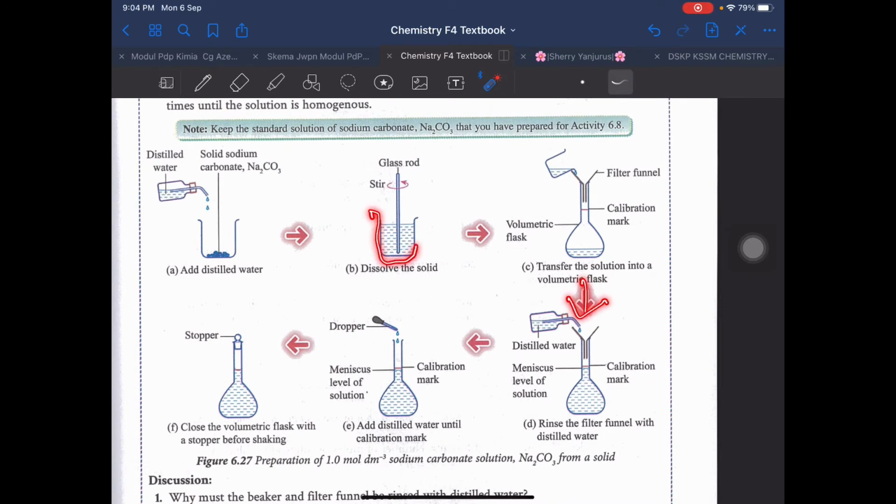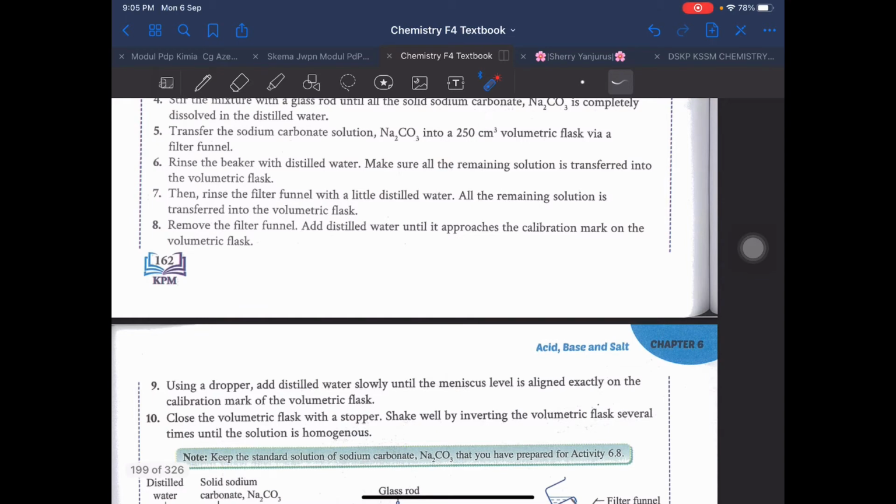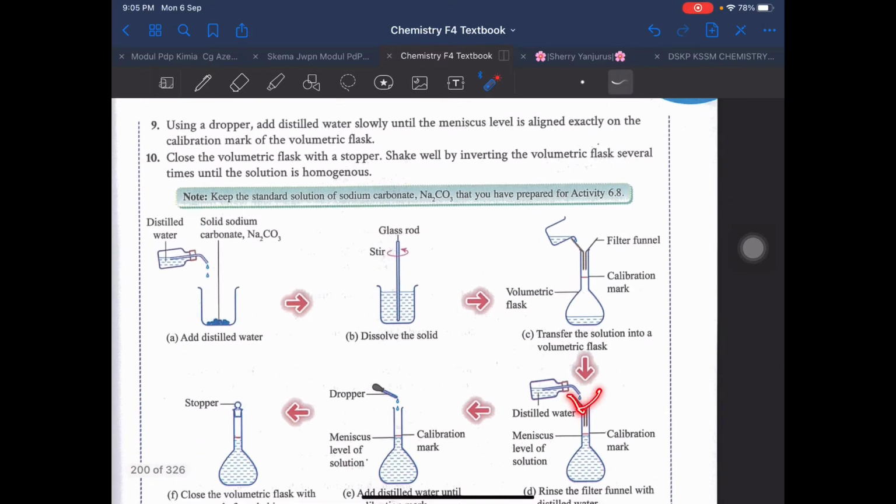Selepas kamu tuangkan yang tadi ini 100 cubic decimeter kan, tuang dalam volumetric flask, and what you do next is use the distilled water. Pastikan semua sodium carbonate ni betul-betul sudah masuk ke dalam. Okay, rinse dia, bilaskan dia. And then rinse the filter funnel with a little distilled water. All the remaining solution is transferred into the volumetric flask. That's what you do. You need to rinse. Pastikan tiada yang tertinggal di atas corong turas.